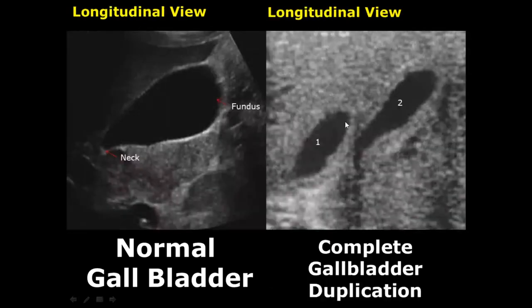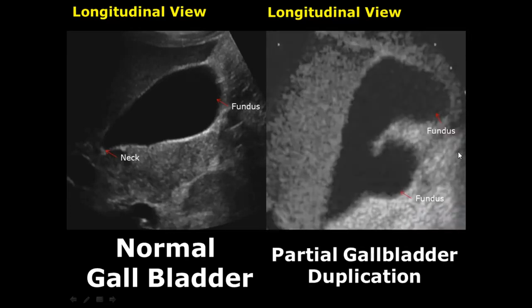Duplication of the gallbladder can occur. Here you can see two separate gallbladders in this image. In partial duplication of the gallbladder, the body and neck are common, but here you can notice one fundus over here and another fundus over here.